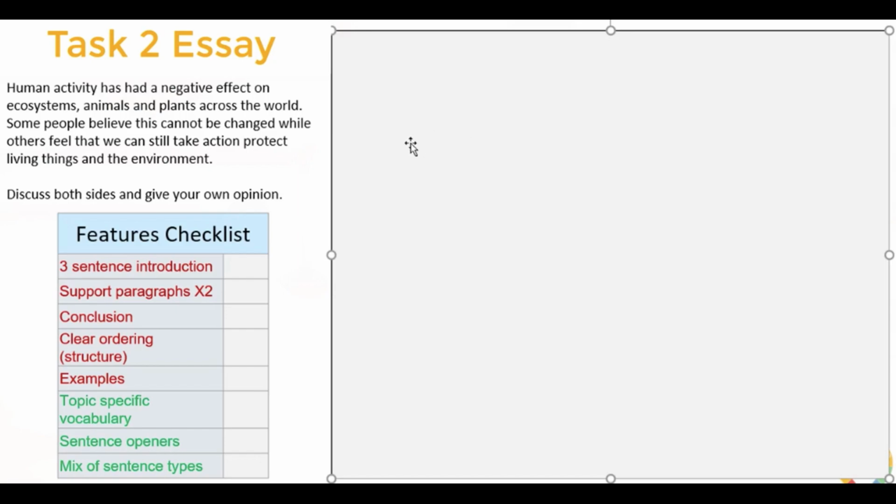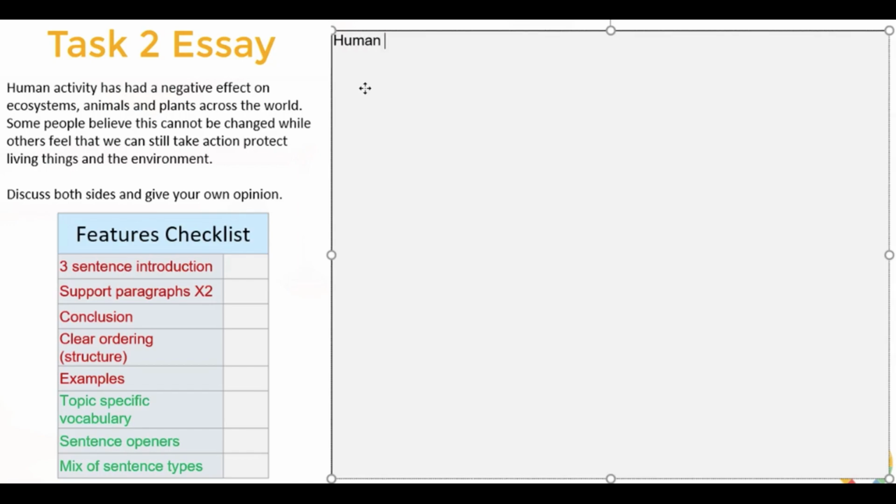I'll begin by paraphrasing the question. Human activity has had a negative effect on ecosystem, animals, and plants across the world. So let's begin. A synonym for human activity.